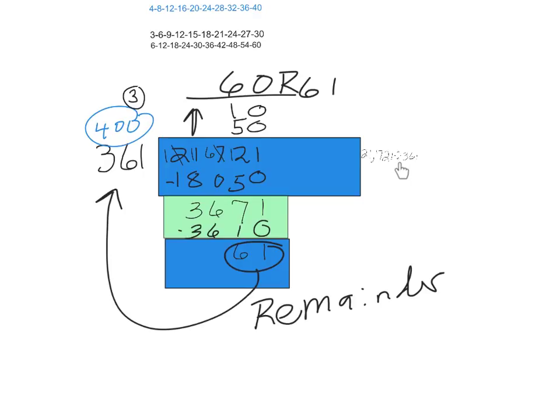21,721 divided by 361 equals 60 with a remainder of 61 left over.